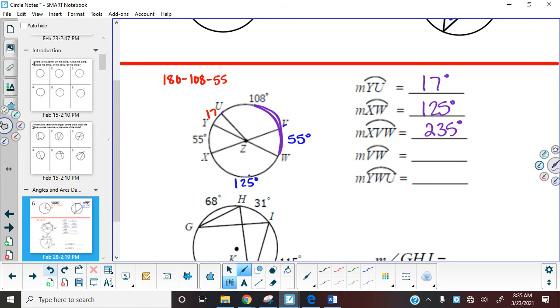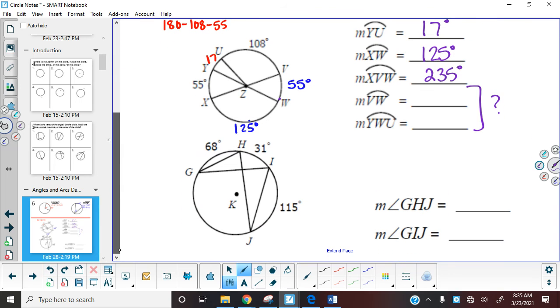So take a second, answer the bottom two. Answer what is the measure of arc VW and what is the measure of arc YWU. So take a minute, answer those two in order for us on that number.